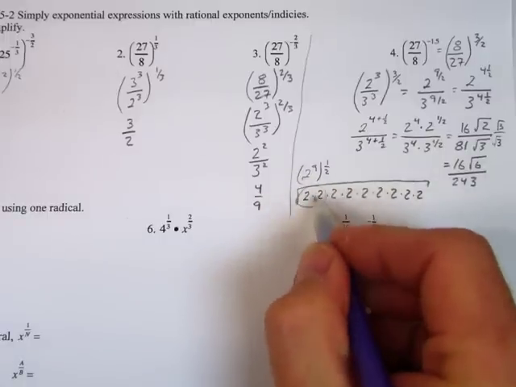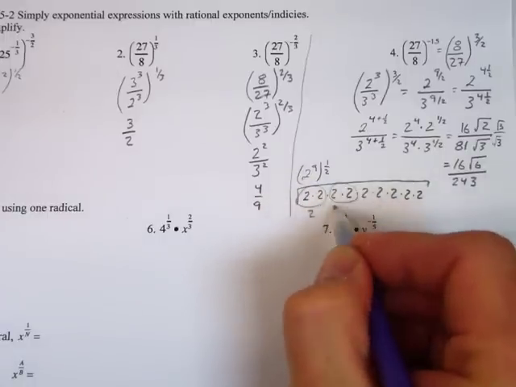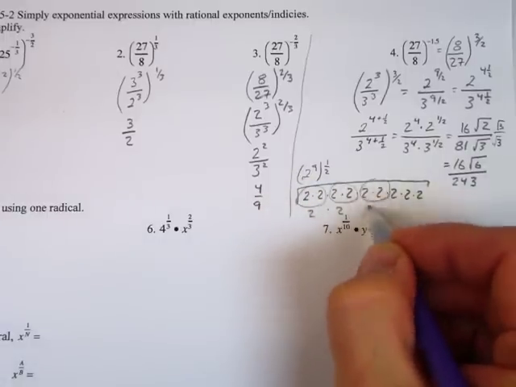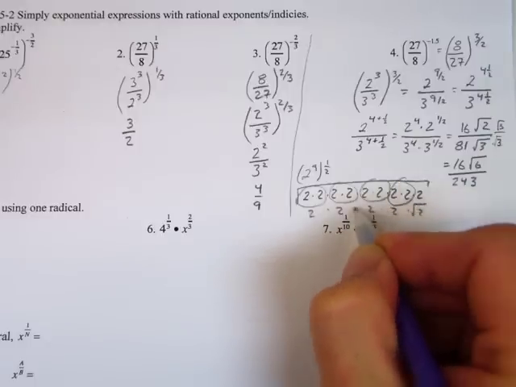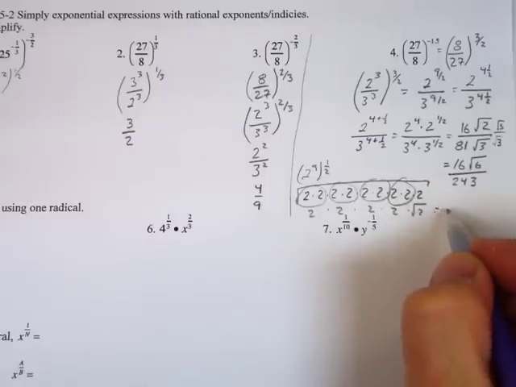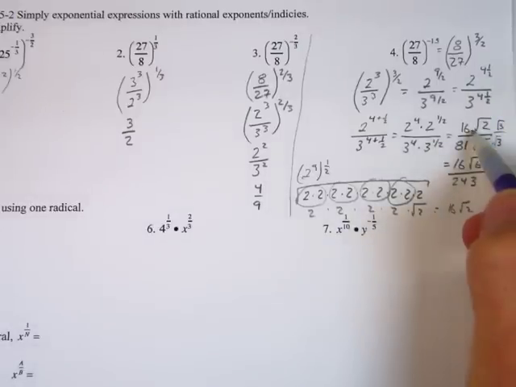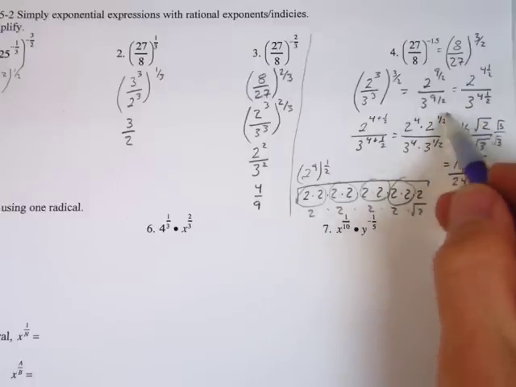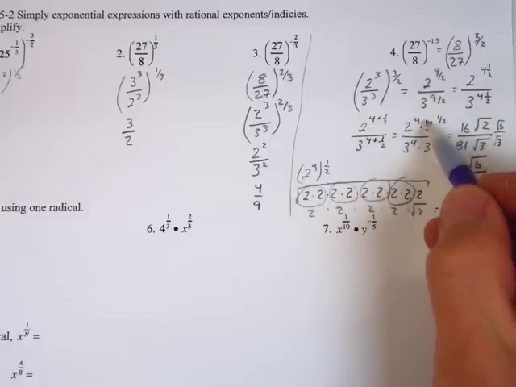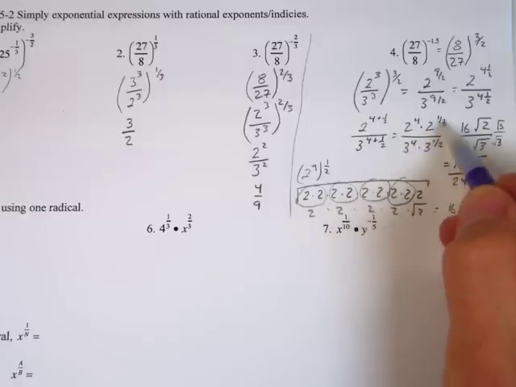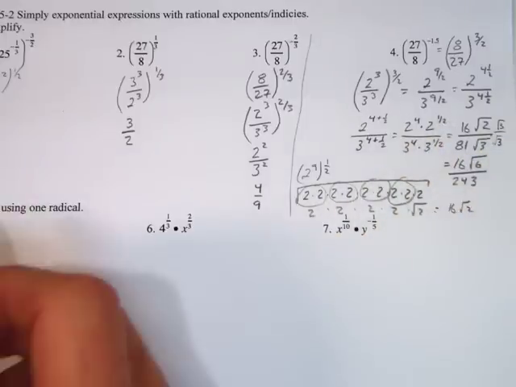The square root of 2 times 2 is 2. Here's another 2, and another 2, another 2, and we're left with 1, 2 still inside. And what does that give us? That gives us 16 root 2, and that's what we got up here by simplifying using the powers. The idea is I want to get a whole number that I can use outside the radical, and then whatever's left inside.